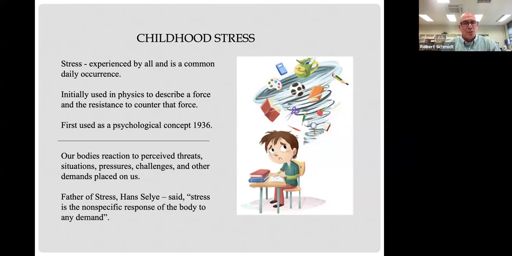But in general, perceived threats, situations, pressures, challenges, and other kinds of demands that are placed on us may override our abilities to cope. Maybe we can cope temporarily, but if the stressor is still there, it's eventually going to wear down our coping skills. And that's where our students can get into trouble, with chronic levels of stress and demands and challenges that, if not identified early on, may transition into something more prominent, like anxiety, for example, and we'll talk about some of those things.